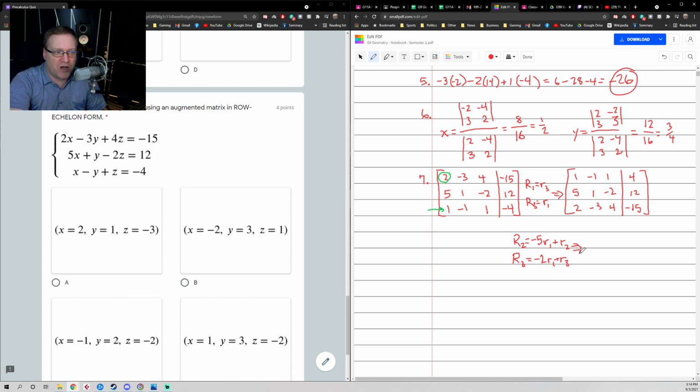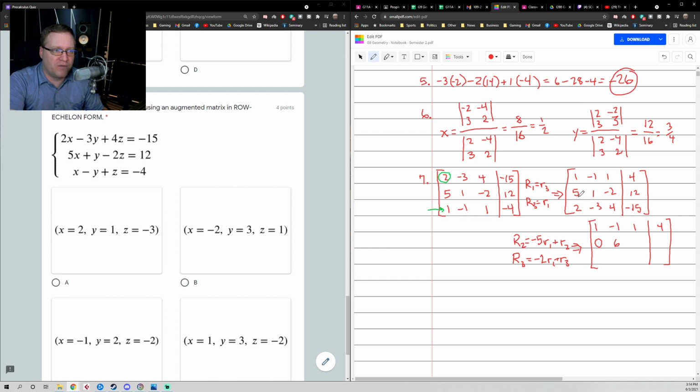So let's do this row operation now. Right here. All right, so row 1 is not going to change. It's still going to be 1, negative 1, 1, and then 4. But row 2 is going to change. Row 2 is going to be negative 5 times this plus this. So negative 5 times 1 is negative 5 plus 5 is 0. And then let's go to the next one. Negative 5 times negative 1 is positive 5, and then add 1, and you get 6.